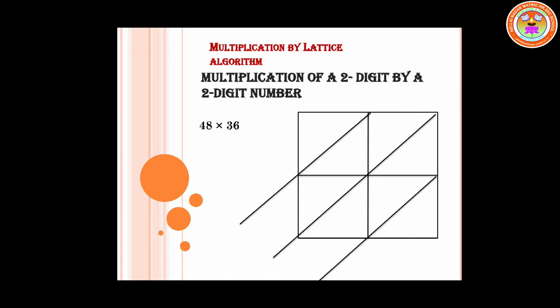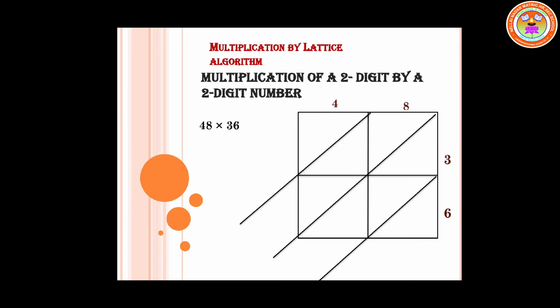Now after doing this, we are going to place the numbers 48 and 36 outside of the square. So 4 will be placed there, 8, 3 and 6. This is how you are going to place the numbers. Now I have to start multiplication in the ones place. Remember, we always start addition and subtraction in the ones place. Similarly, multiplication will also be started in the ones place.